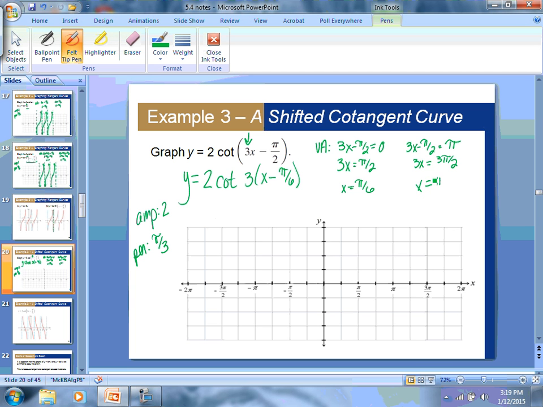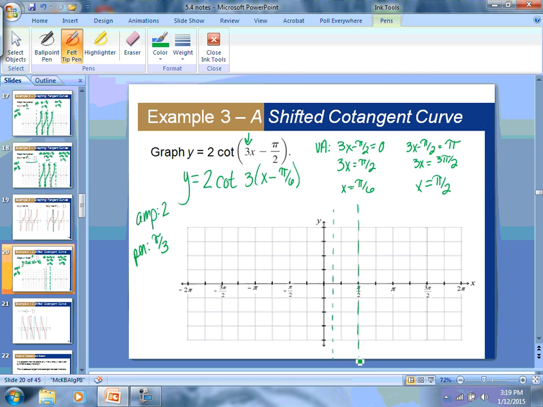So I'll get x equals pi over 2. Okay, so that's where my asymptotes are going to be. Now, this graph might be a little more challenging to do on this type of graph paper, but I'll leave it in here. Pi over 6 is going to be right about here, in between 0 and pi over 4, roughly, somewhere in there. And then, let's see, pi over 2, that's on here. Okay, so there's my asymptotes.